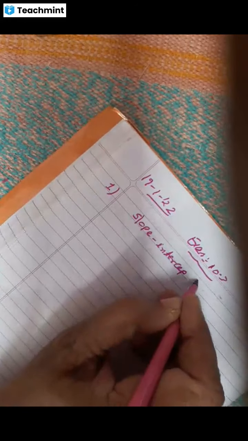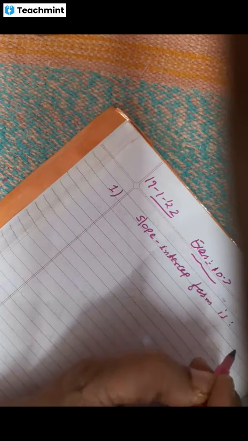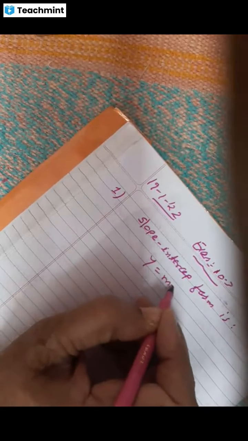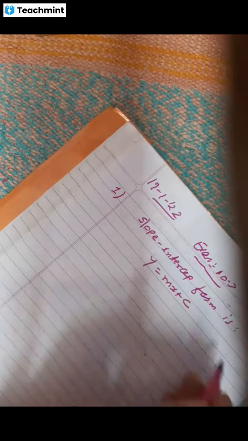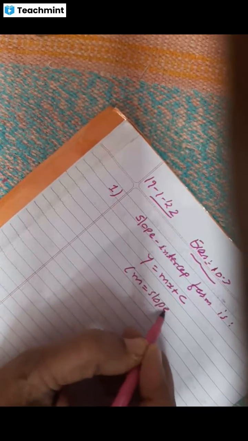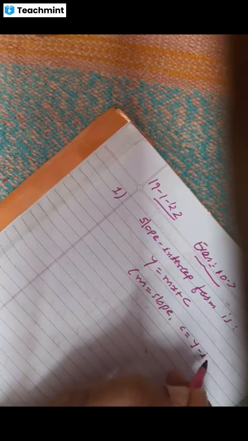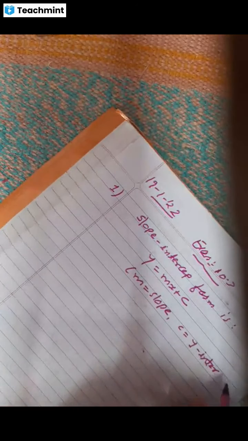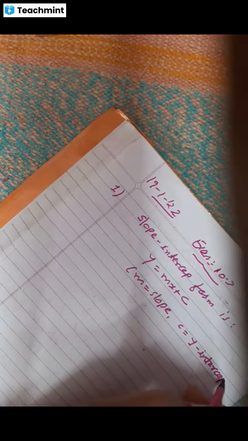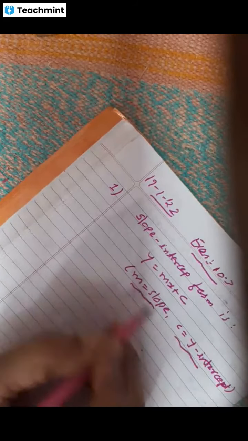Hold on. Okay, now the slope-intercept form, what is the slope-intercept form? y is equal to mx plus c, where m is the slope and c is the y-intercept. Okay, c is the y-intercept. I am just reminding.